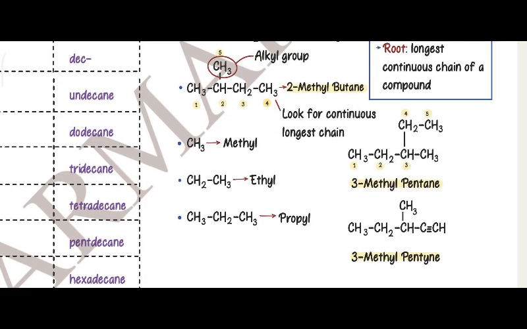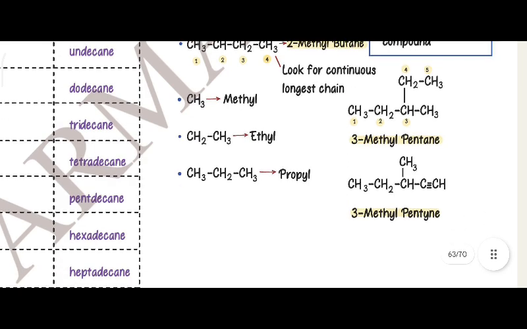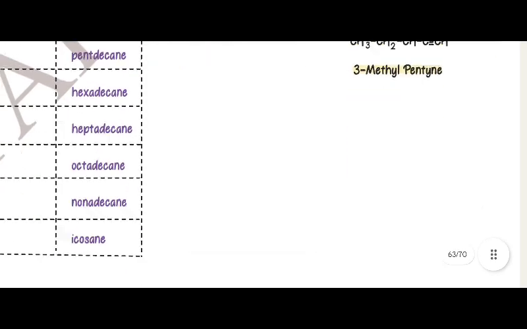CH3 methyl, CH2 CH3 ethyl, CH3 CH2 CH3 propyl. And 3-methyl pentane: CH3 CH2 CH, CH3, C, CH2 CH3, 3-methyl pentane. And CH3 CH2 CH, CH3, C triple bond CH, 3-methyl pentyne.